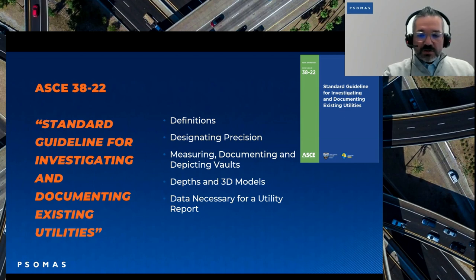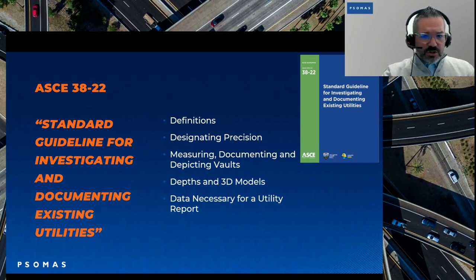And then also it talks about the data necessary for a utility report. The utility report, to me, was one of the more important things that came out of 22, because it established something that the design professional could use as they started to move forward in their design. And I'll talk a little bit more about that as we move forward.